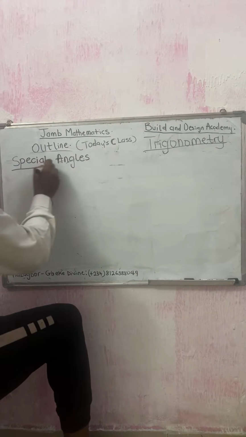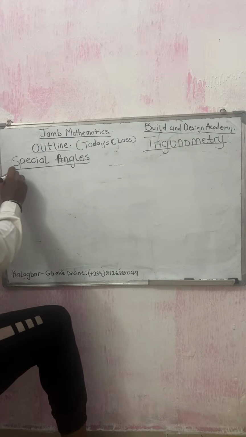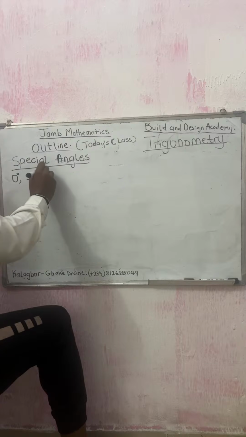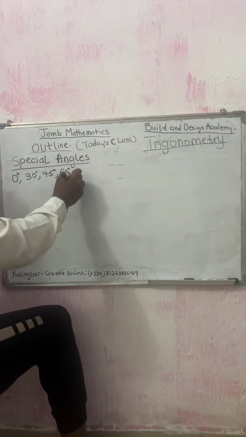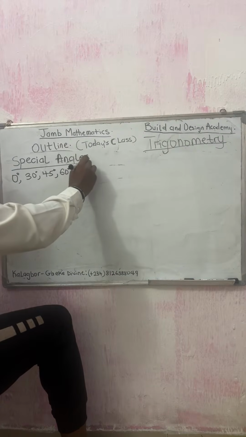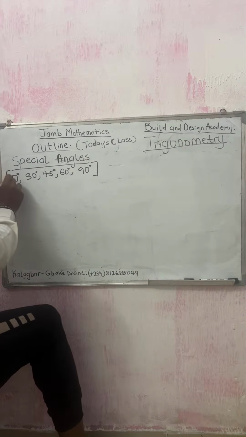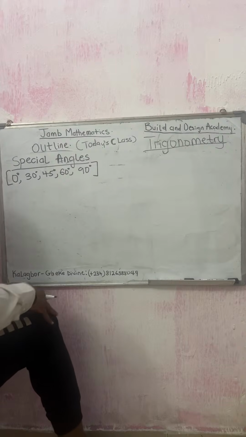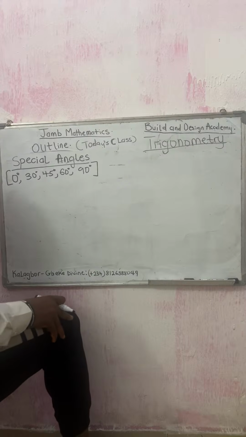So when we talk about special angles, we are talking about angles like 0 degree, 30 degree, 45 degree, 60 degree, and 90 degree. These are all special angles you need to be aware of. Now, take note. These angles have a fixed trig value.